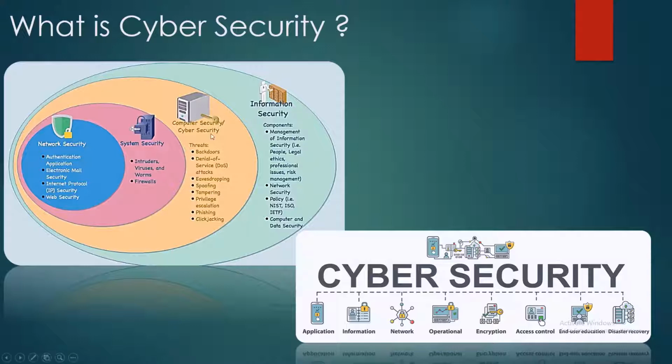So if you see here, the cybersecurity deals with threats like backdoor, denial of service, eavesdropping, spoofing, phishing, and so on. While system security talks about firewalls, viruses, and worms, and network security talks about authentication, firewalls, emails, web security, and so on.